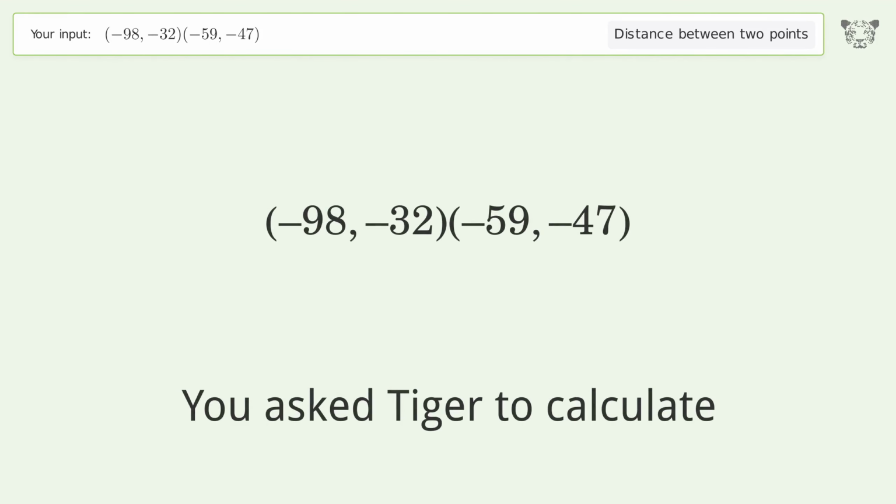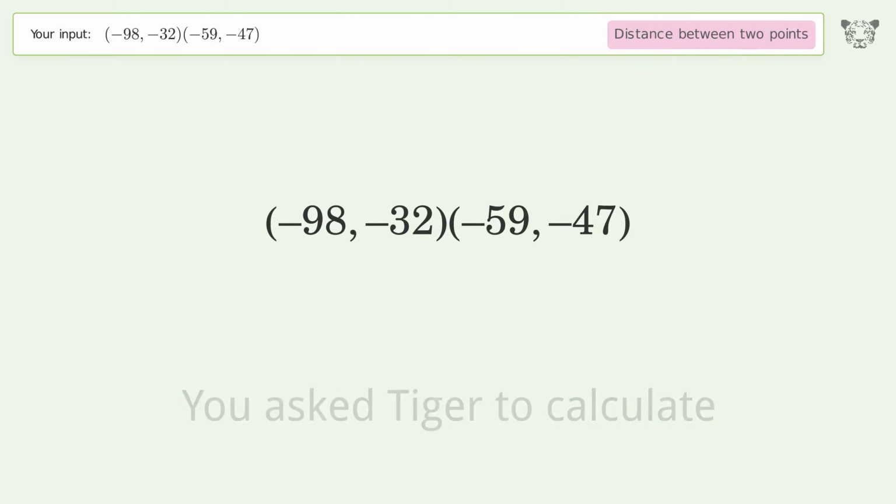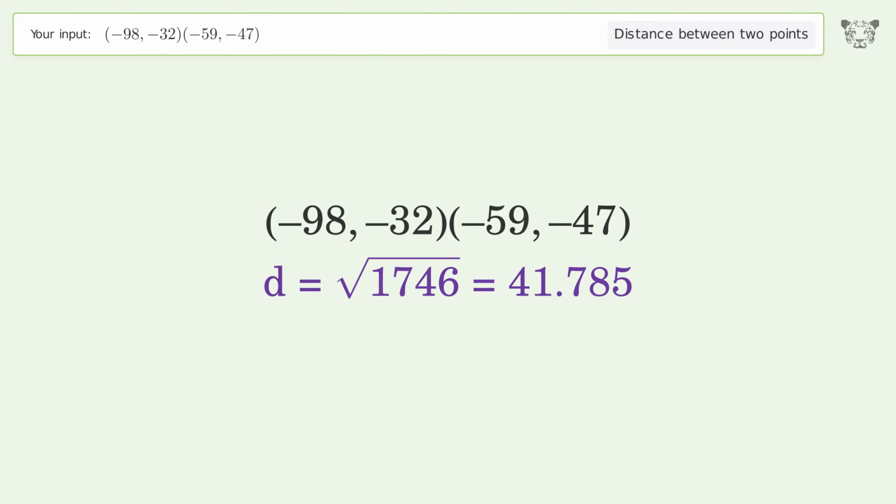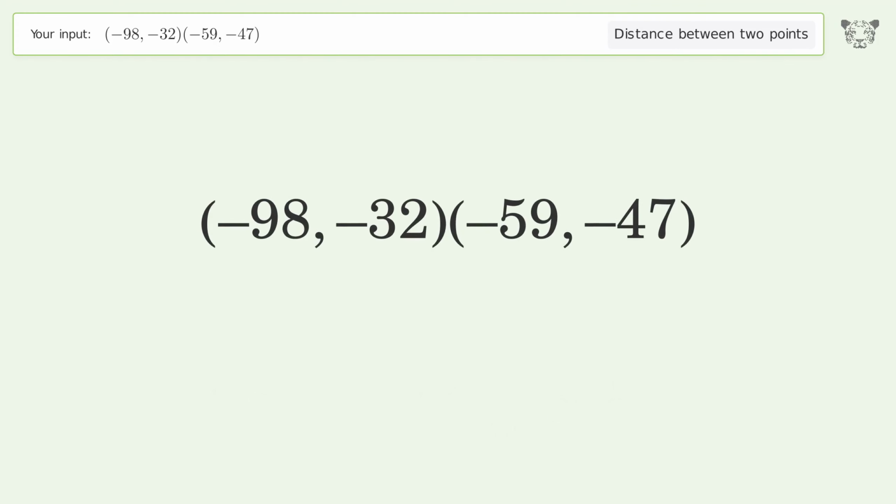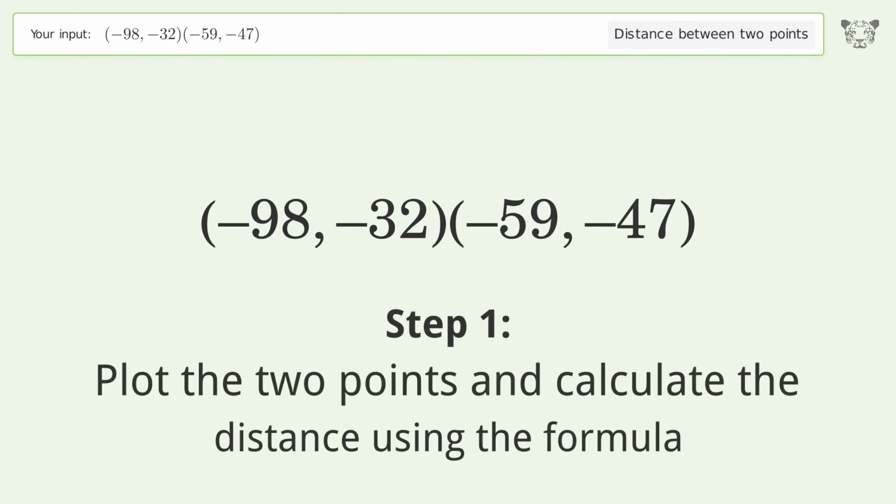You ask Tiger to calculate. This deals with the distance between 2 points. The distance between the 2 points is the square root of 1746, or 41.785. Let's solve it step by step. Plot the 2 points and calculate the distance using the formula.